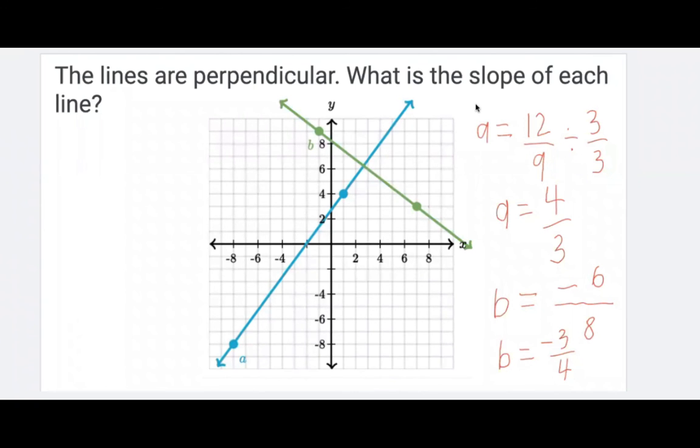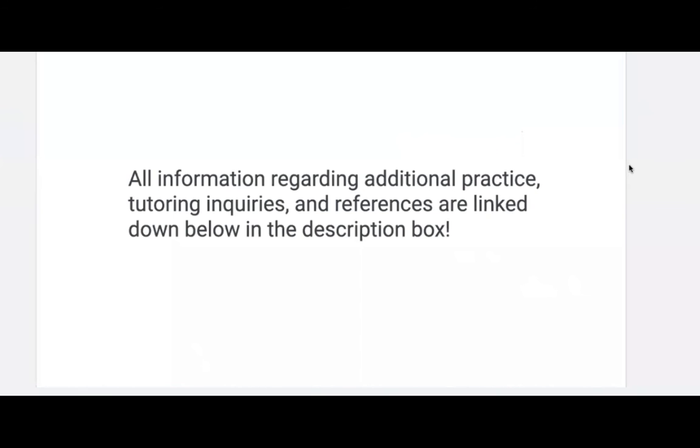In the case of perpendicular lines, you'll see that they form a right angle at their point of intersection. This will be true of any two perpendicular lines. That is it for today's lesson.